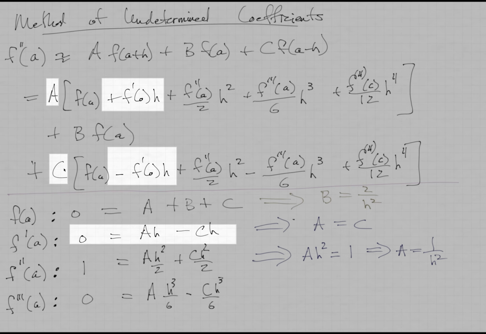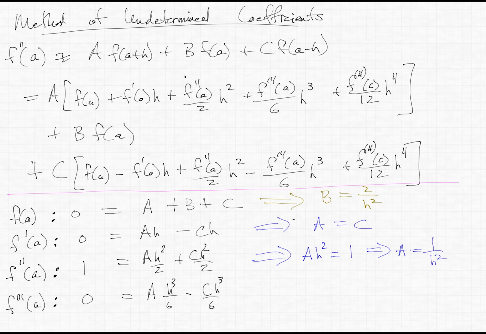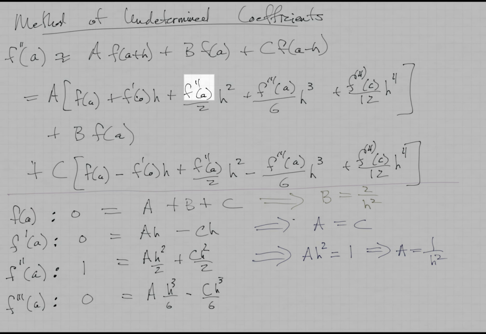And then, furthermore, the one term we don't want to cancel is the f double prime term, because that's what we're trying to estimate, right? So we want to keep that. We would like the f double prime terms to add up to exactly f double prime of a with coefficient 1. So if we add up these two terms, that term is multiplied by a, and this term in the third one is multiplied by c.